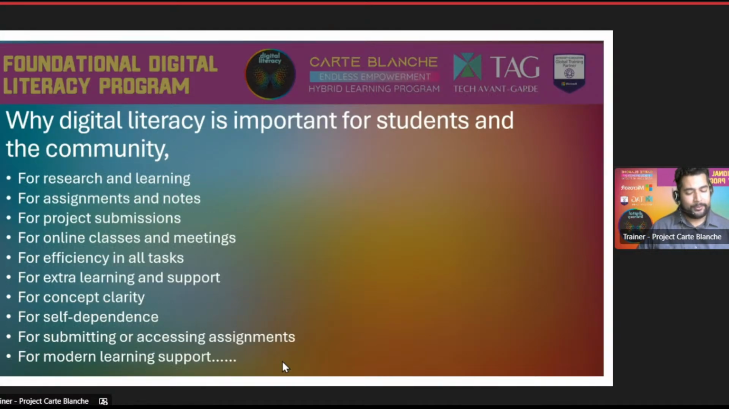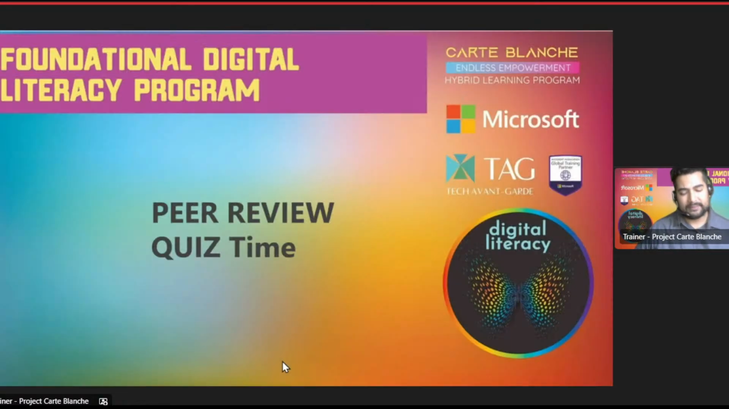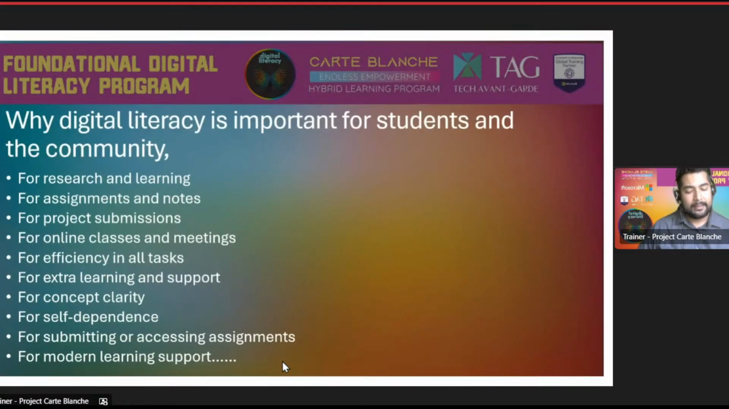From a student's point of view, whether it's for research, an assignment, a project submission, or extra learning, everything is one thing, right? Everything is a place where you need to understand digital learning, because tomorrow schools will be giving you applications where you can work on assignments.